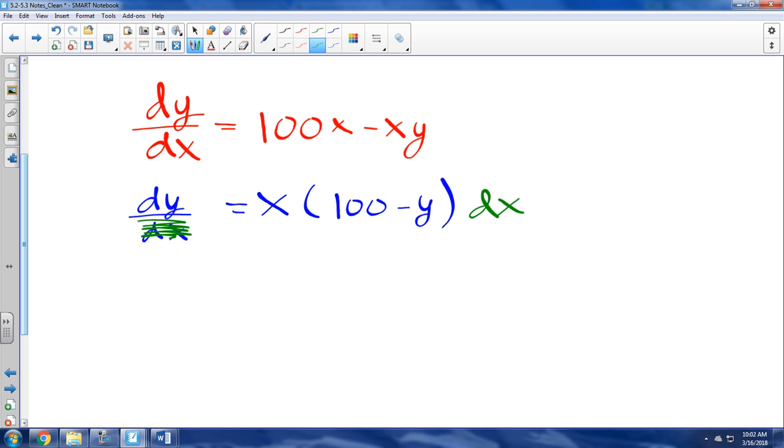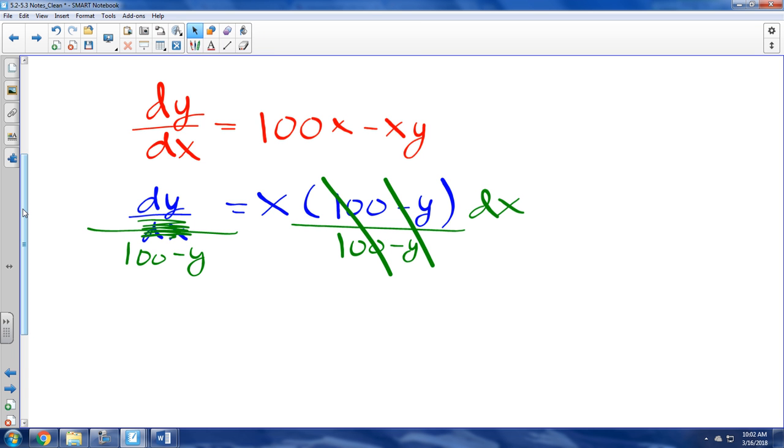Yes. So we'll divide by the 100 minus y. So if we divide that on both sides, we will have the following. So here's where we're at right now. Let's just take a moment. Let's breathe. We have dy over 100 minus y equals x dx.